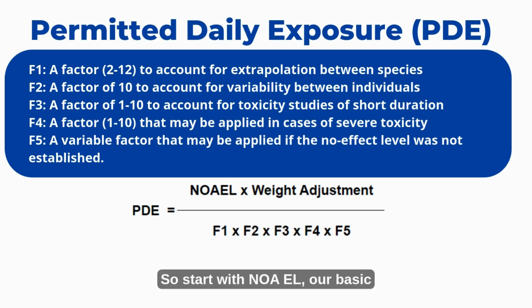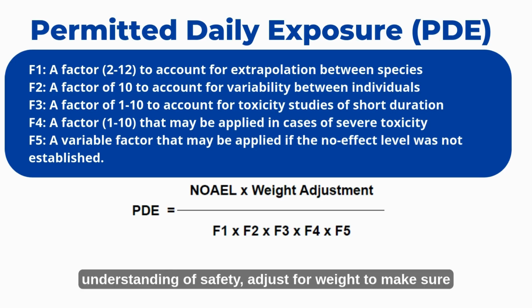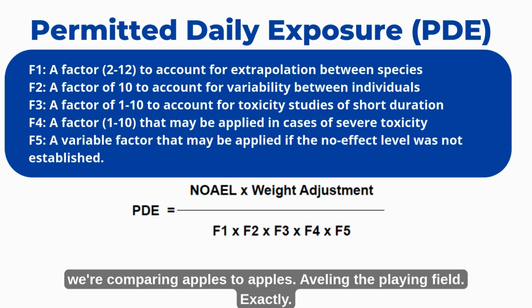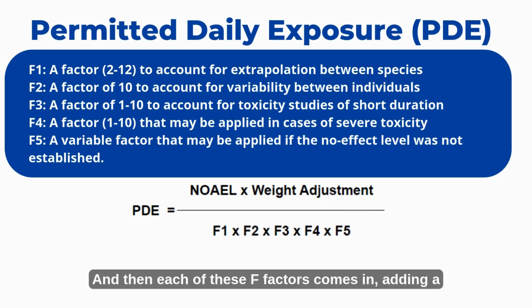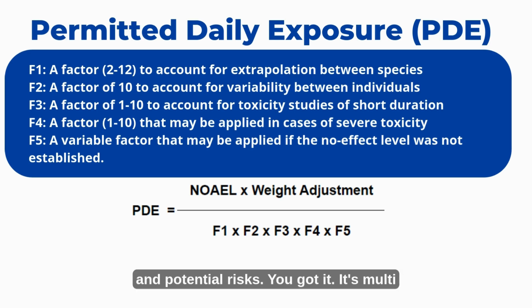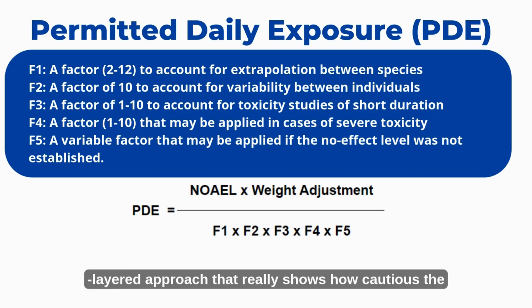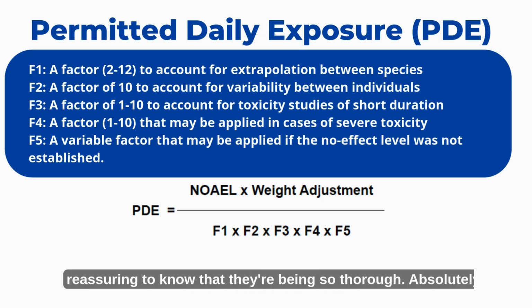Right. So we start with NoAEL, our basic understanding of safety, adjust for weight to make sure we're comparing apples to apples. Leveling the playing field. Exactly. And then each of these F factors comes in, adding a layer of protection, accounting for all those unknowns and potential risks. You got it. It's a multi-layered approach that really shows how cautious the pharmaceutical manufacturing process is. It's reassuring to know that they're being so thorough.